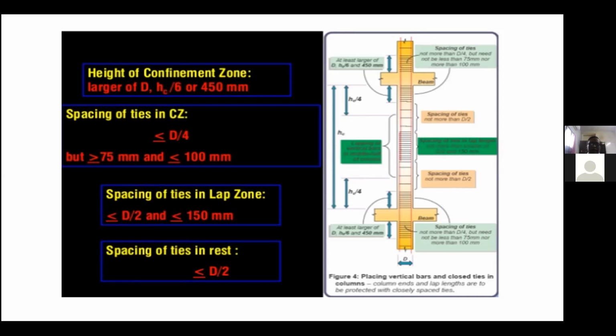So I don't want to go through it elaborately. The height of the confinement zone, the spacing in the confinement zone, the spacing in the lap zone, and then the spacing of the ties in the rest of the zone are given.